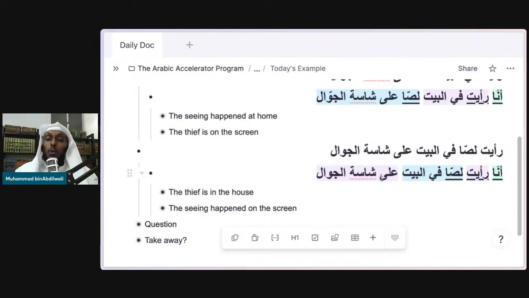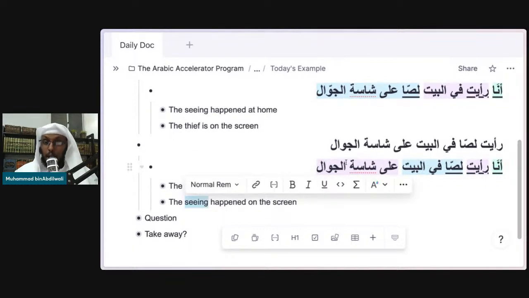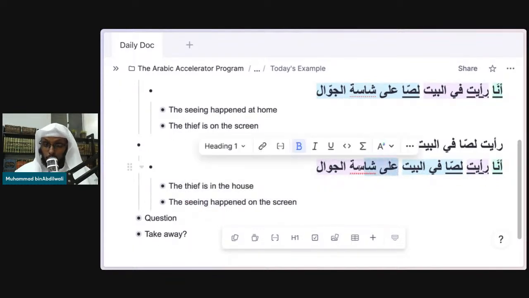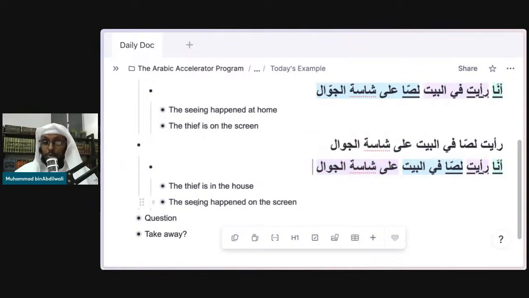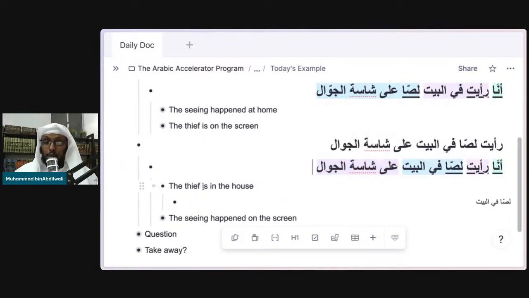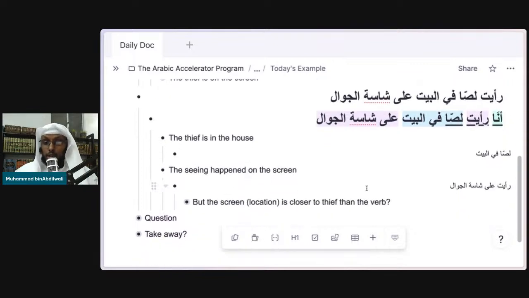Now where did you see it? Where did you see that thief in your house? Is it because you're inside the home yourself? No. Your seeing, i.e. the verb, happened on the screen. على شاشة الجوال. واضح? So here we have لصا في البيت and رأيت على شاشة الجوال.